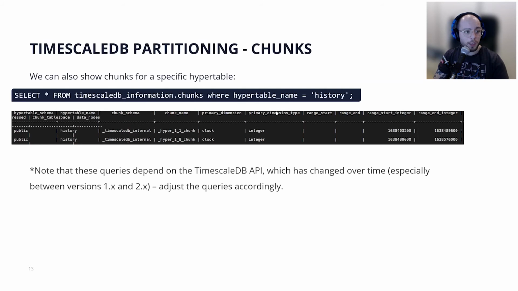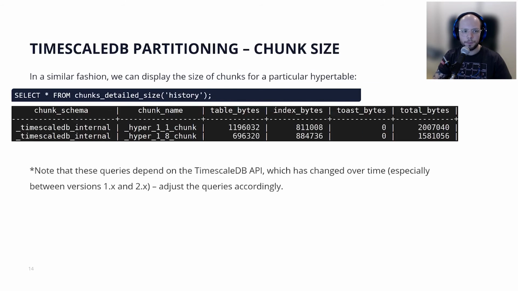We can also take a look at the chunks for a specific hypertable, of course. We simply add the where clause, where hypertable_name is, for example, history or trends, if you wish to do that trends troubleshooting. These queries depend on the TimescaleDB API version. They have changed over time. I actually got confused a bit. I was looking for older queries for older TimescaleDB versions, and those queries didn't work, so I had to look up queries for newer versions. So adjust accordingly. Just do some Googling. If these queries don't work, maybe you have an older version of Timescale. Google around, and you should be good to go.